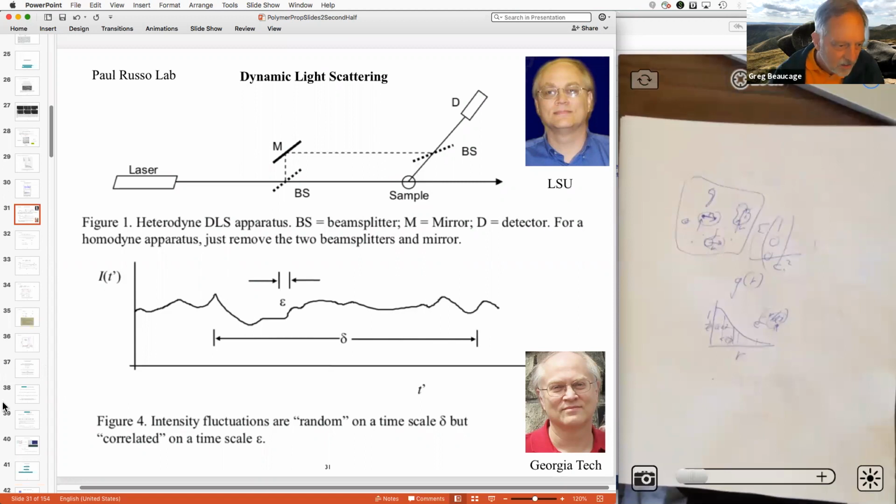I put in this is Paul Russo. He's one of the best dynamic light scattering guys around. He's kind of the second generation of dynamic light scattering. He had Ben Chu at Stony Brook in New York, and then some people at UMass Amherst. And then Russo came along and studied with those people, and then he was the next generation. He's also a chemist, kind of a material science and chemist.